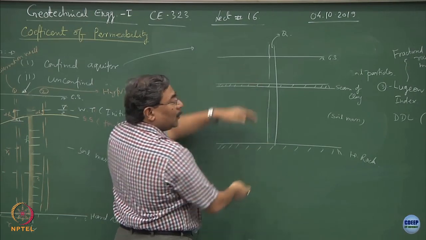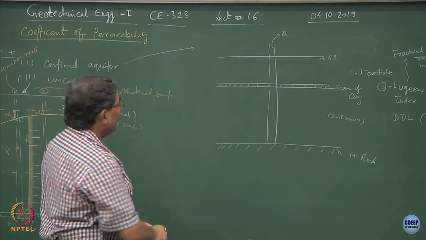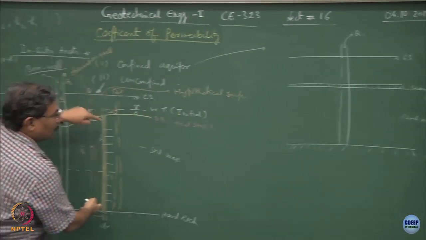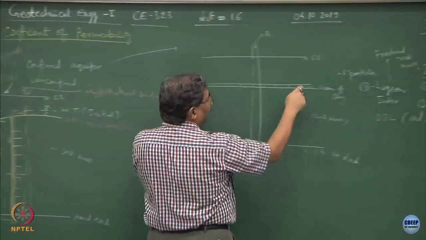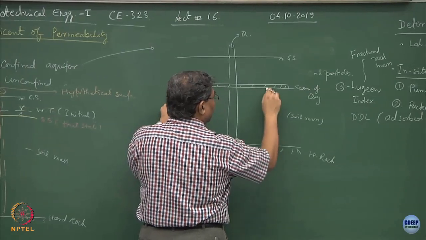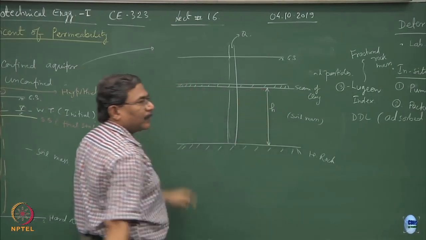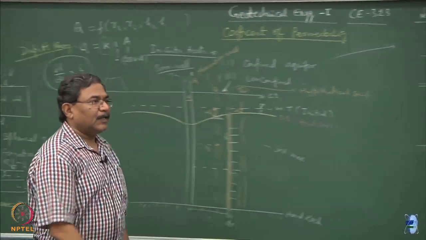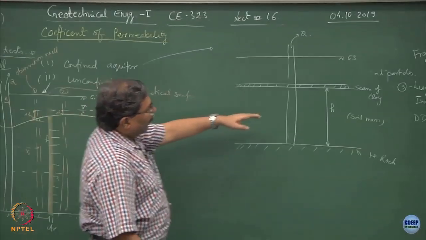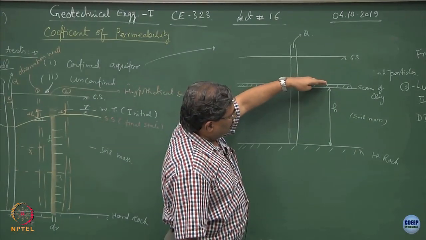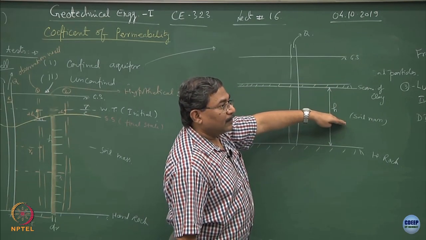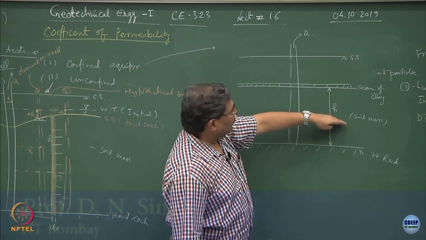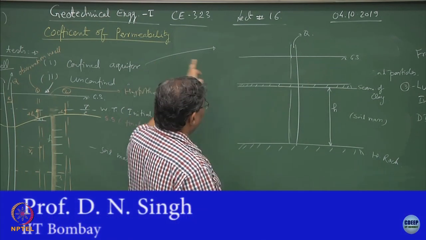Clear? So, what is going to happen? This surface is always going to be bound by this. Is this okay? So that means when you have put a constraint on the porous media through which the discharge is going to take place, this becomes a confined aquifer case.